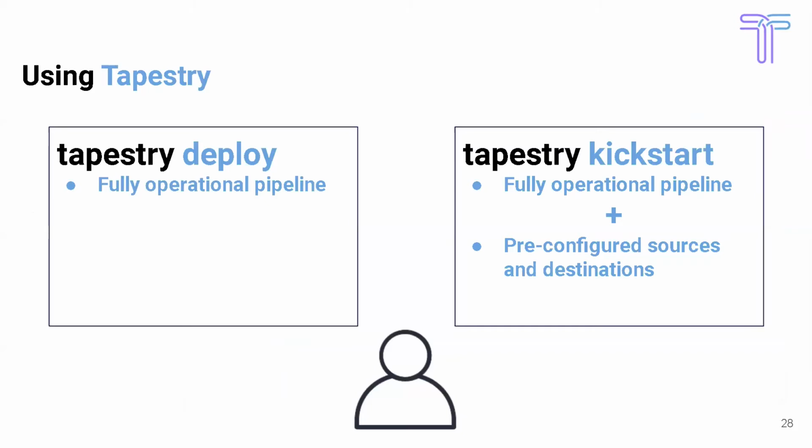Both commands automate the deployment of a fully operational pipeline, but Kickstart includes two pre-configured sources, Zoom and Salesforce, along with one destination, MailChimp. These pre-configured third-party tools set up your pipeline to have immediate end-to-end data flow, beginning with data ingestion and ending with data syncing into these tools. To better show the full flow of data through our pipeline, we'll demonstrate our Kickstart command.